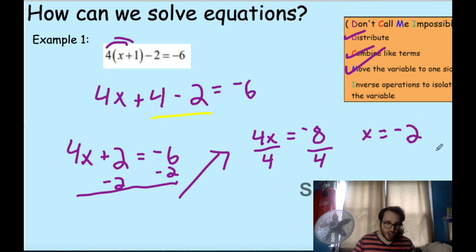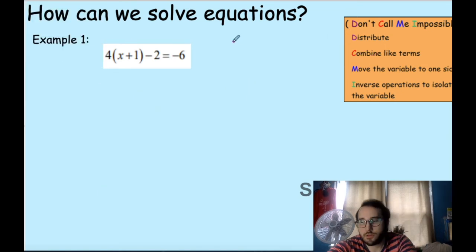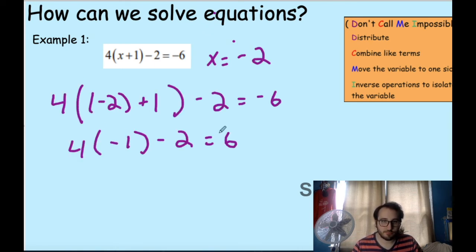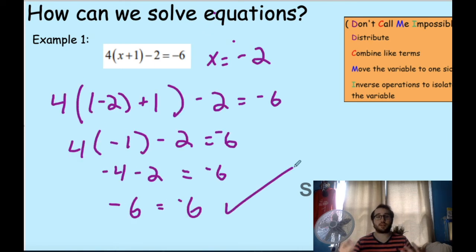Now, check your work. Let's check our work. I'm going to speed this up. All I'm going to do is substitute in, simplify the best that I can, and hopefully I get 2 things that are true. Done, it works. We got 2 things that equal each other. We're good, we're moving on.